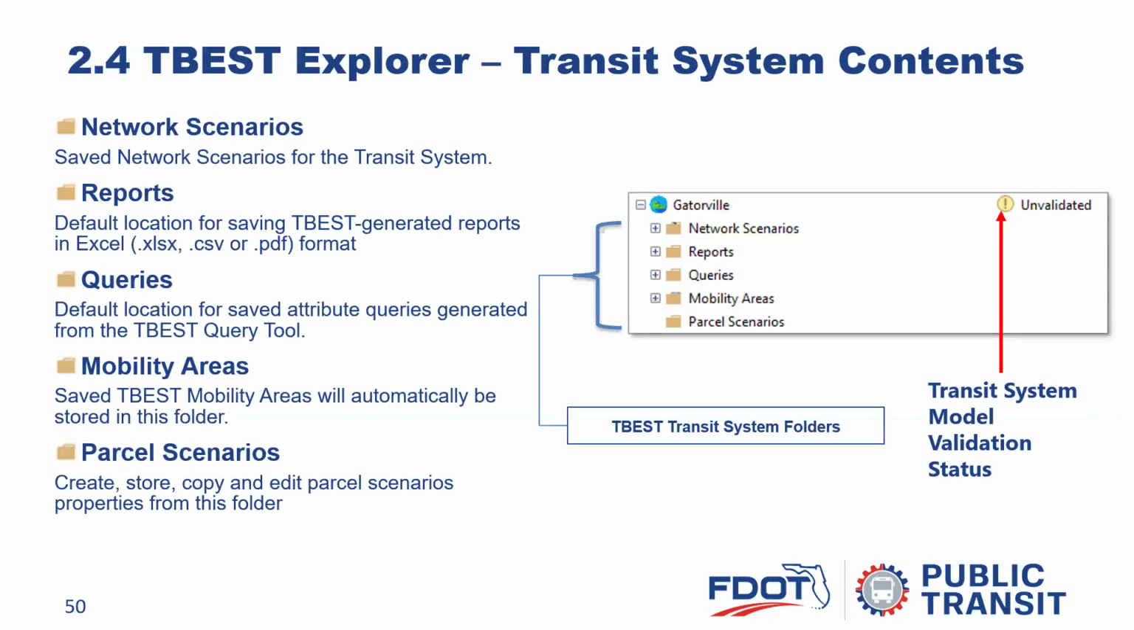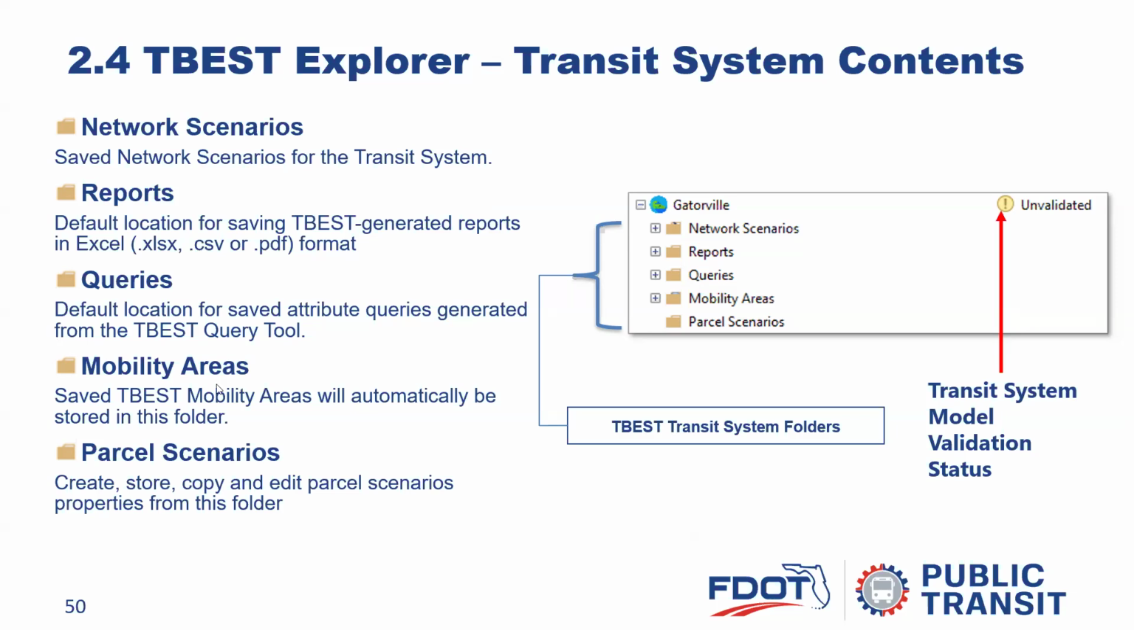Okay, inside of a transit system, you have content. So you have network scenarios. So these are basically where you would have alternatives and your base year. You have reports that you would generate in TBEST, which would be your Excel files or CSVs or PDFs. You have queries that you can create. So you can create and store queries using the TBEST query tool, and very handy. We'll talk about that tomorrow.